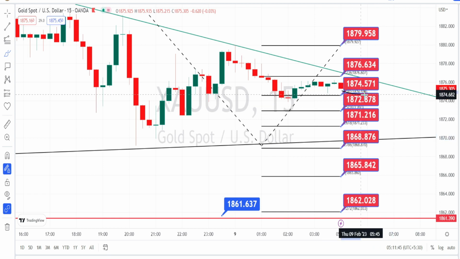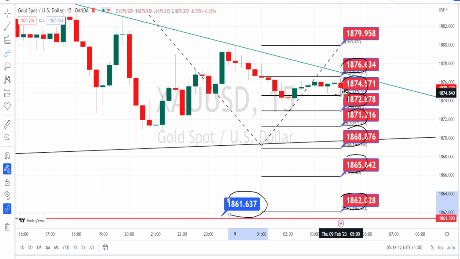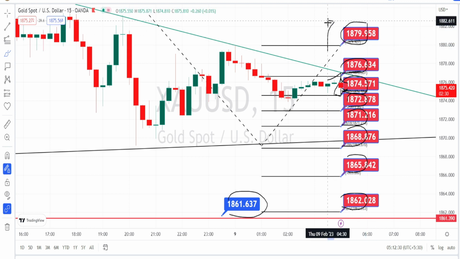Currently it is trading between the support level of 1874 and the resistance level of 1876. Once the support is broken, next level of support is going to be around 1872, 1871, 1868, 1865, 1862 and 1861. And if the price action bounces back from the support level of 1874 on the bullish side retracement, the immediate resistance is going to be around 1876 and 1879. Please refer to the 30 minutes time frame resistance levels for the bullish side targets.